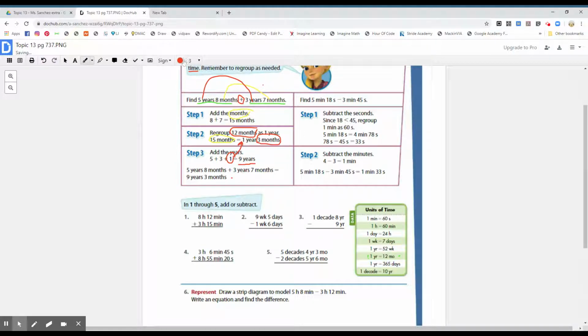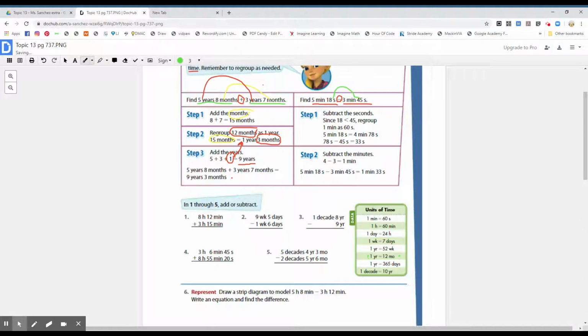The next example, boys and girls, they want you to find 5 minutes, 18 seconds. And this time they want you to subtract 3 minutes and 45 seconds. Down here, we're using, again, the units of time, the conversion table. We're looking at minutes and seconds, and we know that 1 minute is equivalent to 60 seconds. They want you to subtract the seconds first. We've talked about that. Keep them separate.